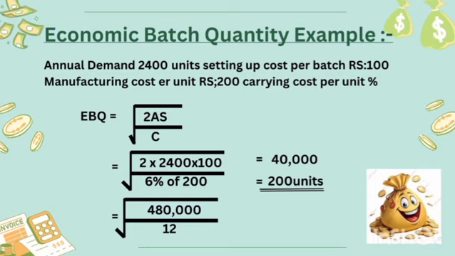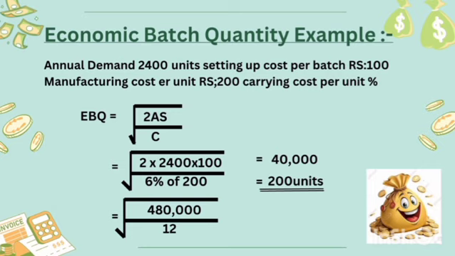Okay. So now here is a simple example of EBQ. Let's understand how we calculate C. Carrying cost is easily calculated. 200 is the manufacturing cost per unit times 6%. 0.06, that is 6%, equals 12. Okay, let's put in the inputs.